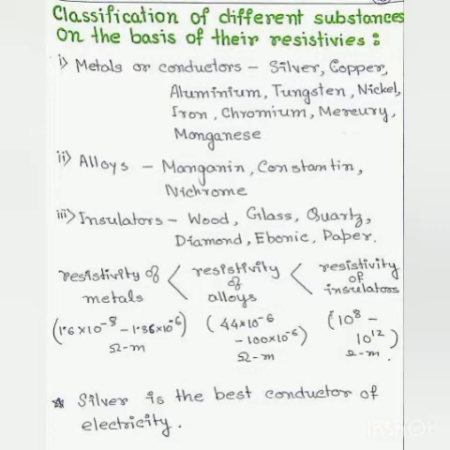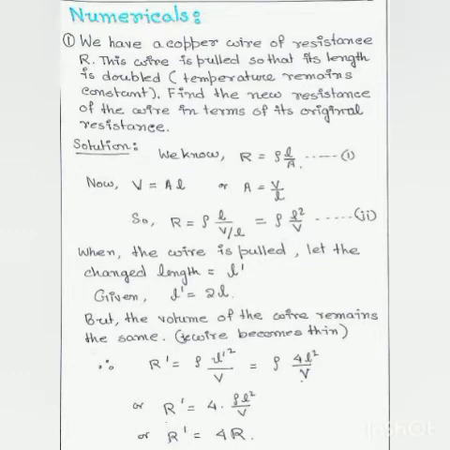So from this range we can conclude that metals or conductors have low values of resistivity, whereas alloys have higher values of resistivity than the metals, and insulators have very high values of resistivity. Therefore, insulators do not allow the flow of current through them, whereas metals allow current to flow easily through them. And silver is the best conductor of electricity. Next, we will discuss some numericals related to resistivity.